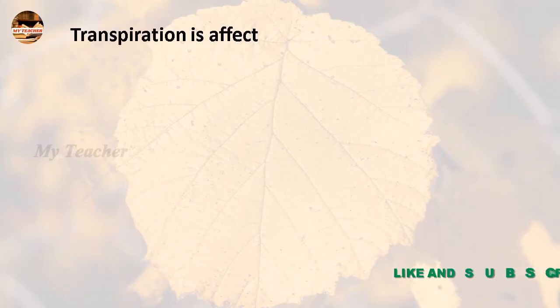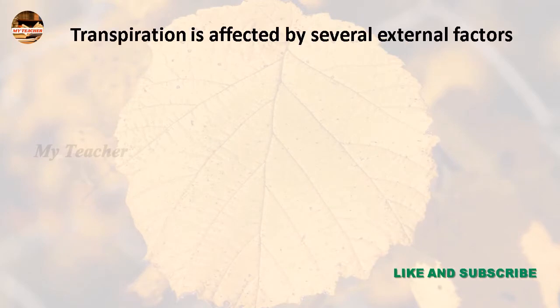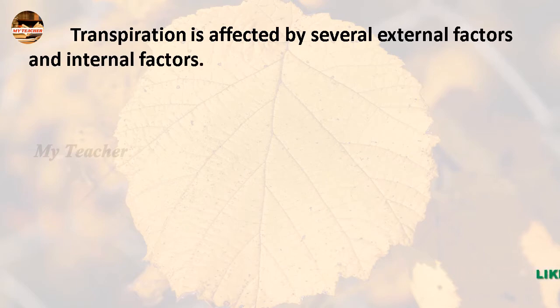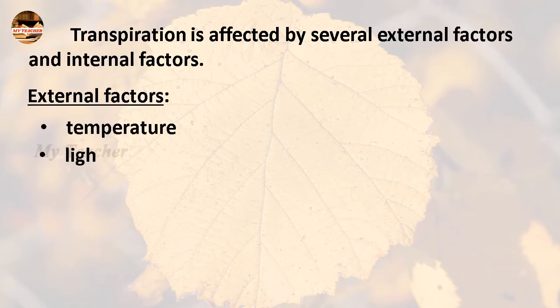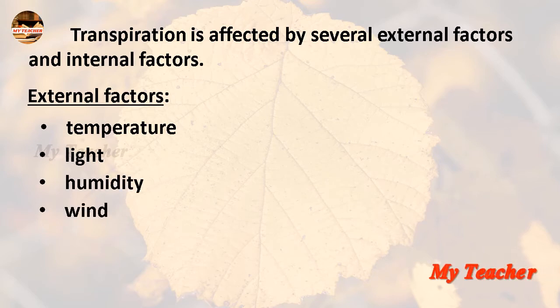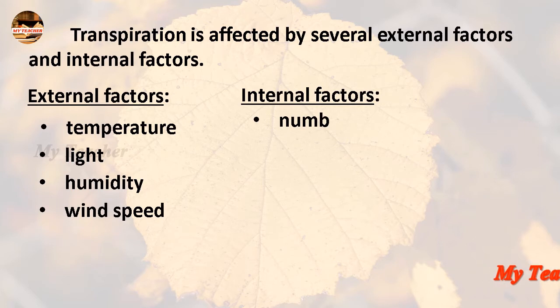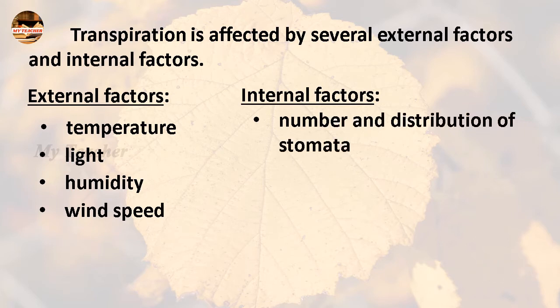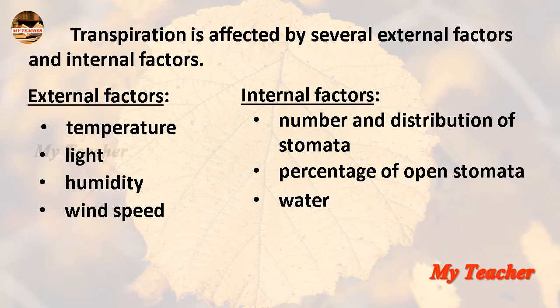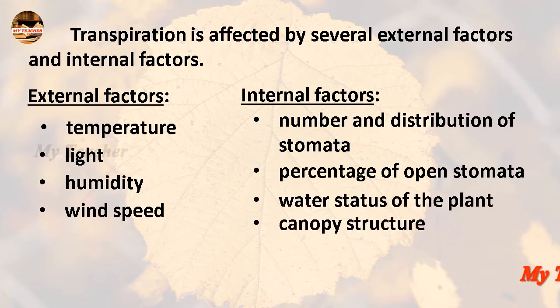Transpiration is affected by both external and internal factors. External factors are temperature, light, humidity and wind speed. Internal factors are number and distribution of stomata, percentage of open stomata, water status of the plant and canopy structure.